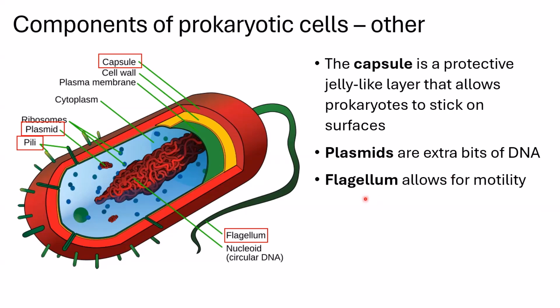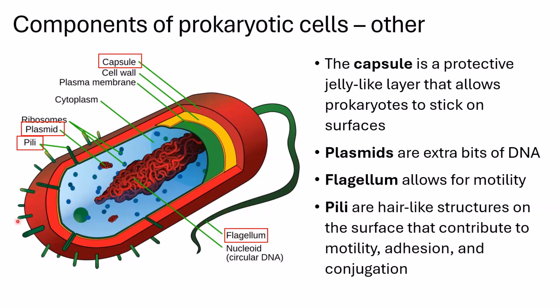The flagellum is this long structure here that allows for the prokaryote to move around. These other smaller hair-like structures on the outside are the pili. They can also contribute to motility, and in some cases can also help the prokaryote stick to surfaces better. They are also the component that allows for the exchange of genetic material between two bacteria, a process often considered the equivalent of sexual reproduction in bacteria.